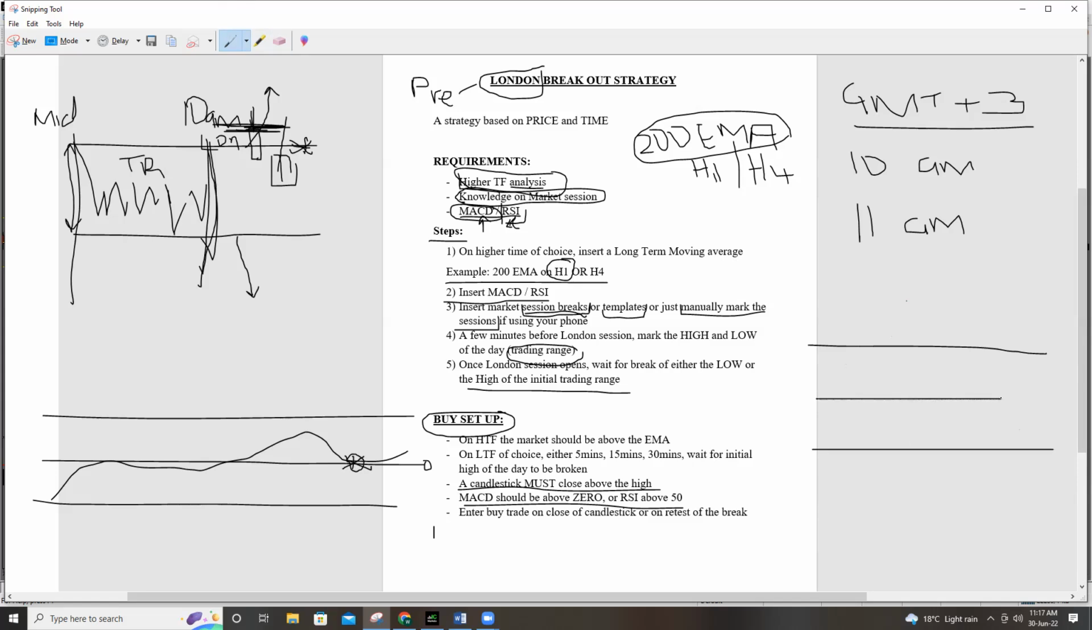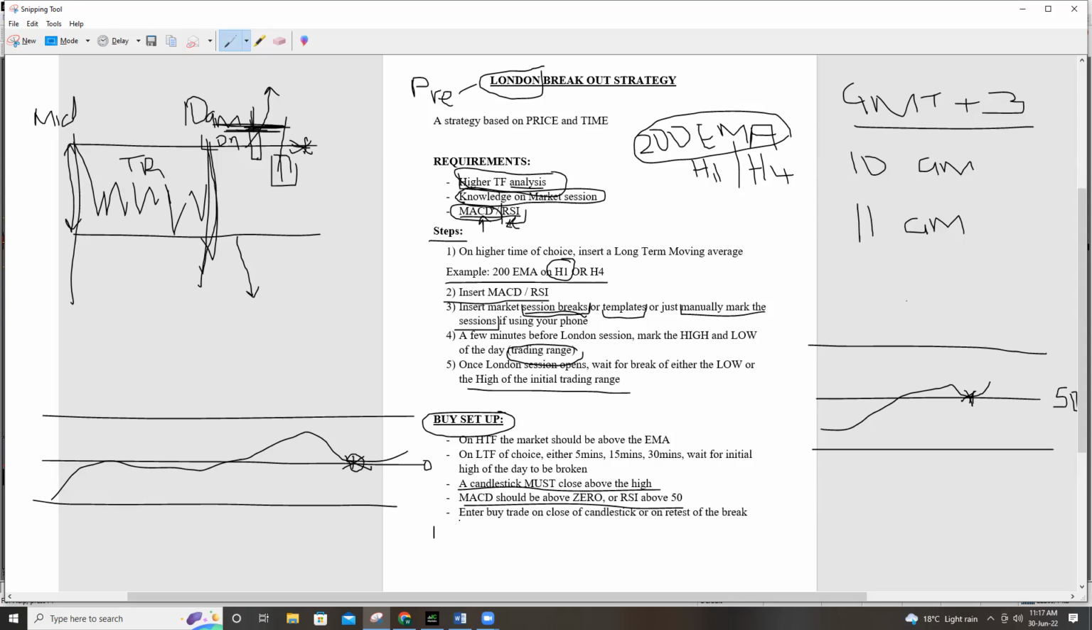So RSI has a 50 mark. So at that point where the candlestick is closing, you want your RSI to be actually above 50. Very, very important. So MACD should be above 0 or RSI above 50.